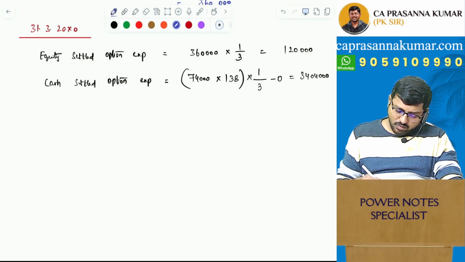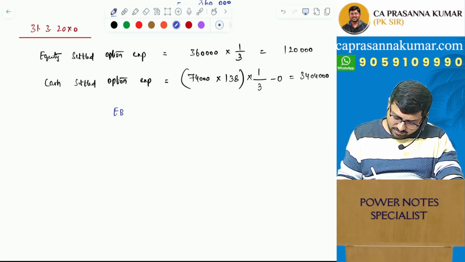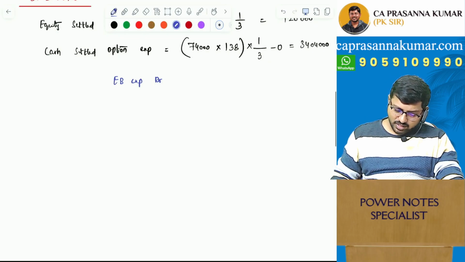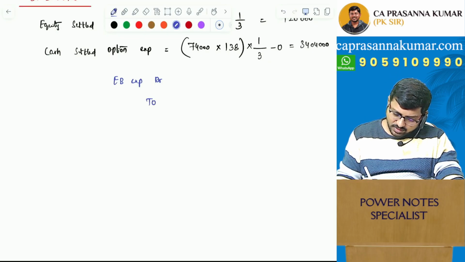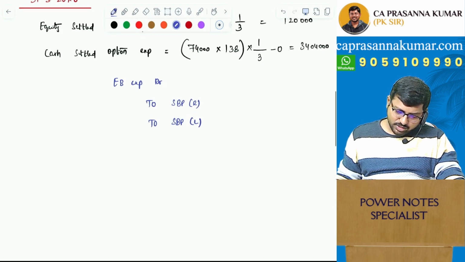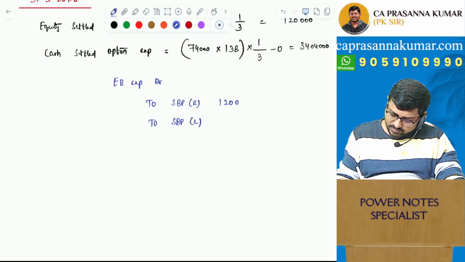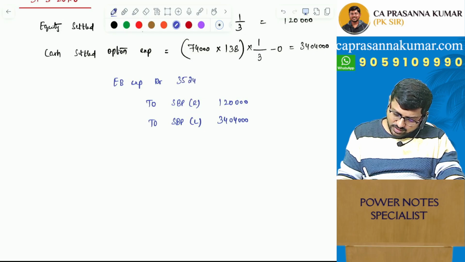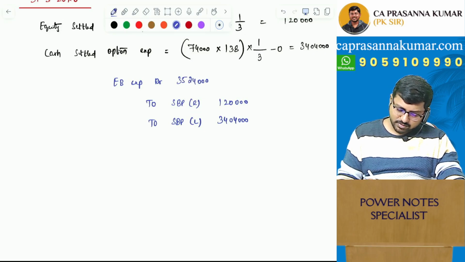Anyways, so now what will be your entry, Nana? Employee benefit expenses, debit. Sir, why employee benefit expenses? So that's what your ICAI is doing. You can also write it as employee compensation. No worries. Two things we are creating. One is SBP reserve. The other one is SBP liability. Now SBP reserve is how much? 1,20,000. SBP liability 34 lakh 4,000. Total it up, 35 lakh 24,000 will be the total employee benefit expenses.